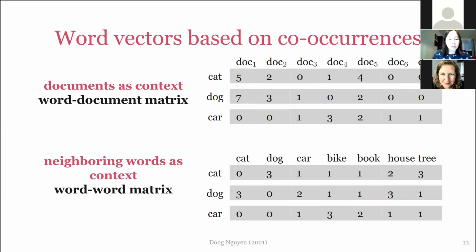Instead of documents, you can also use neighboring words. So in this case, you would count, for example, how often do the words cat and dog occur close to each other, or cat and car. And for example, cat occurs close to dog 3 times, right? So again, in this way, you again have vector representations for words.